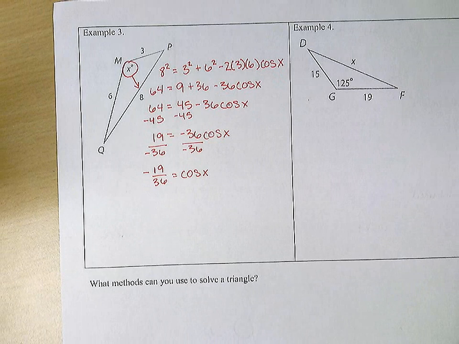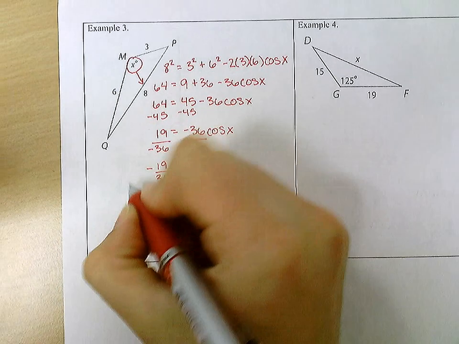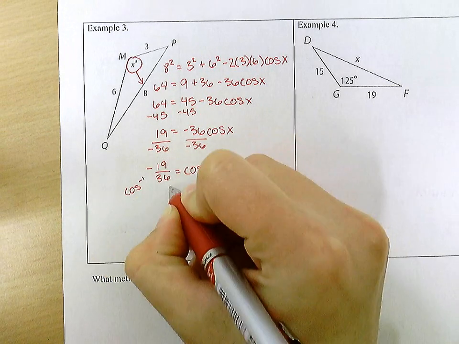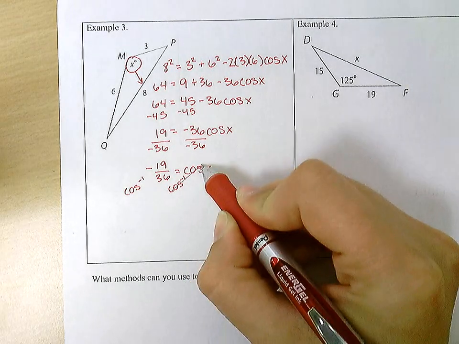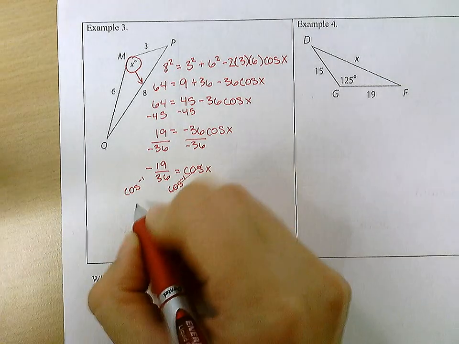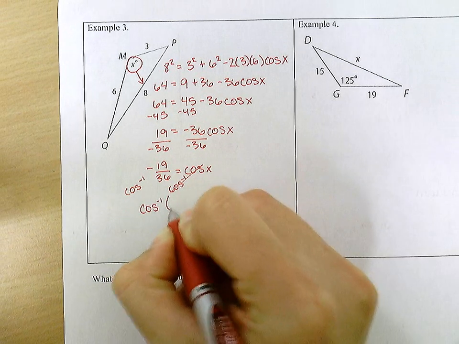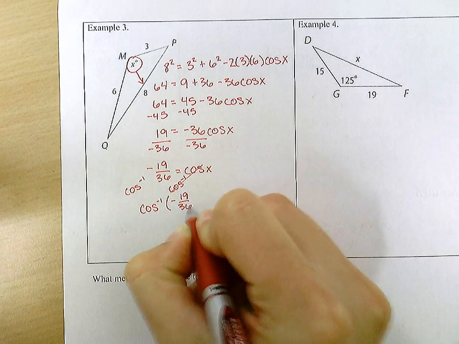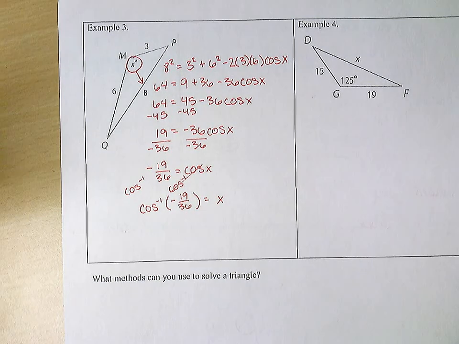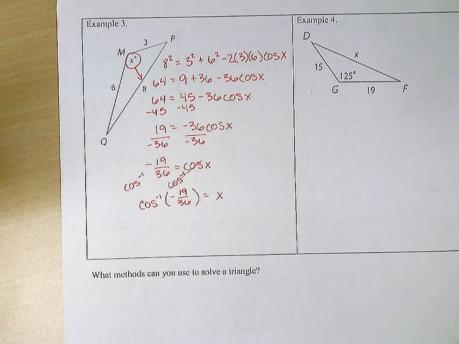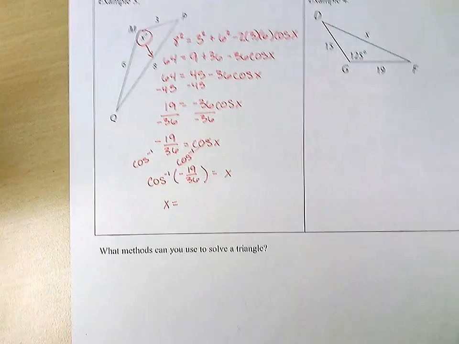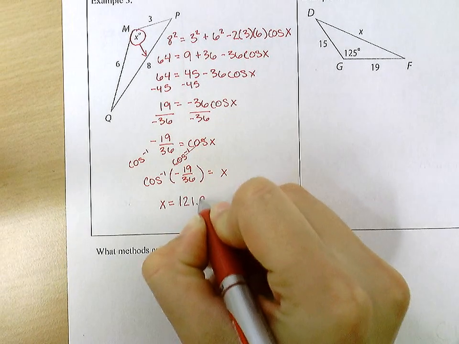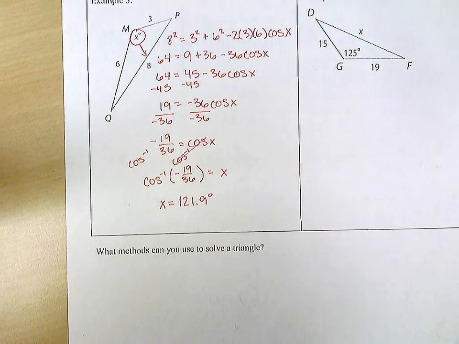And then, again, to get an angle by itself, we have to bring in the inverse. So I would bring in cosine inverse to both sides of my equation to cancel out the cosine on the right. So I have cosine inverse of negative 19 over 36 equal to x. Okay, so I should have x is equal to 121.9 degrees.